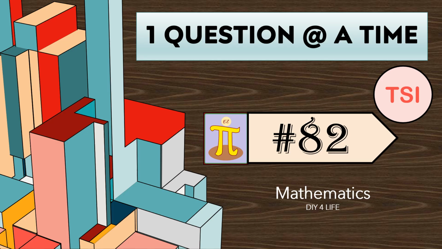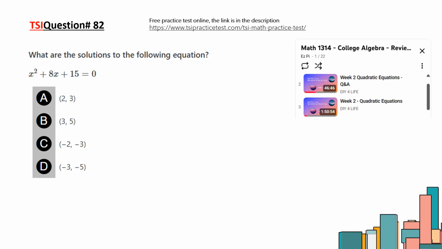Question number 82. What are the solutions to the following equation? x squared plus ax plus 15 equals 0. And we know this equation is a quadratic equation.